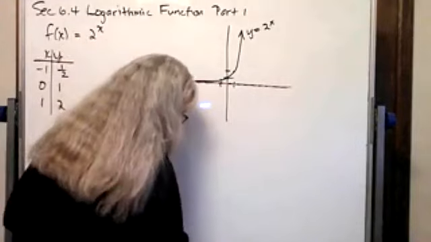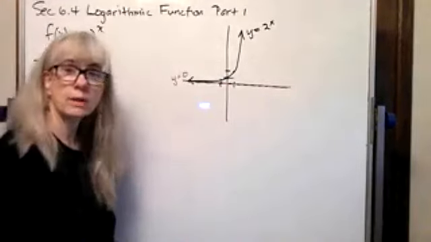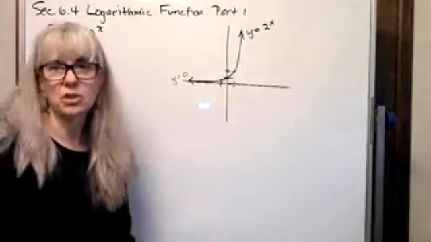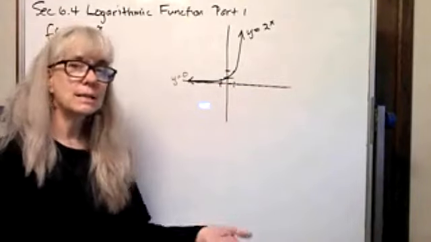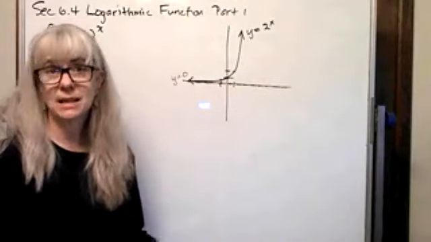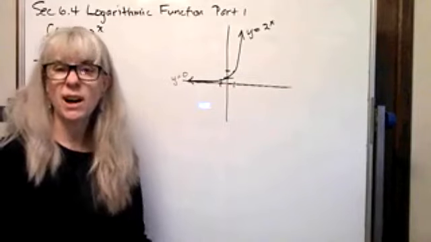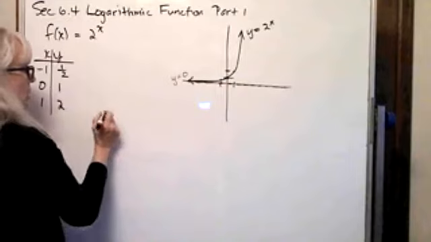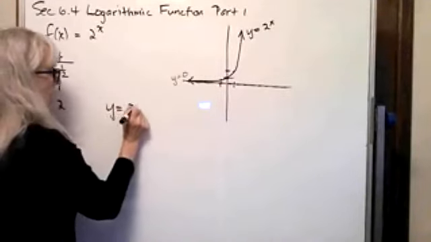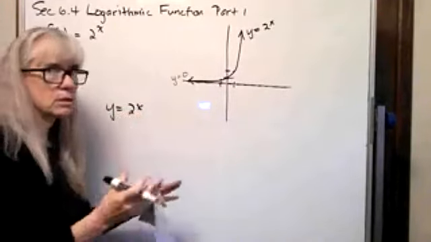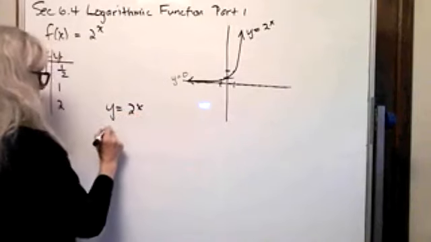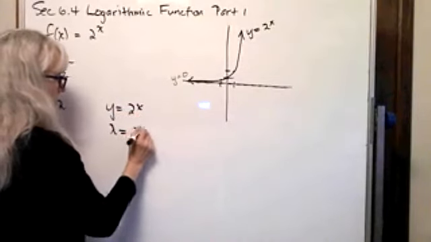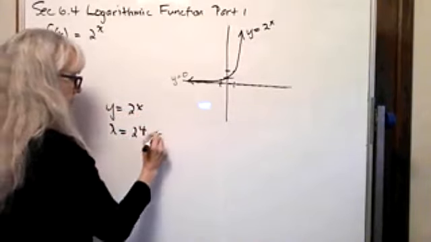And we noticed in the previous section that yes, it is 1 to 1. It's an increasing function, but it is 1 to 1. Because it is 1 to 1, that means it has an inverse function. So let's go find the inverse function. To find the inverse, we start off with y equals 2 to the x. And then all we need to do is switch the x and y values. So that would be x equals 2 to the y. So there's the inverse.